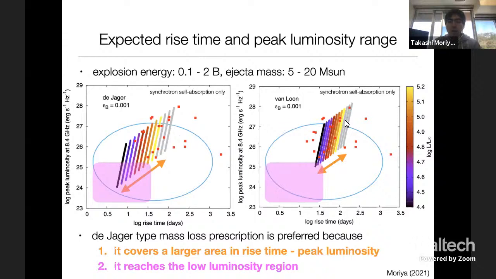And also, Fandun-type mass loss rates predict only a relatively large range of luminosity. This is again because of the high mass loss rate of the Fandun-like mass loss prescription. They don't have many low mass loss rate supernova progenitors, so they cannot cover this lower mass region.